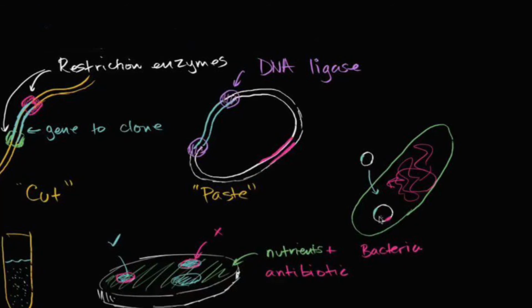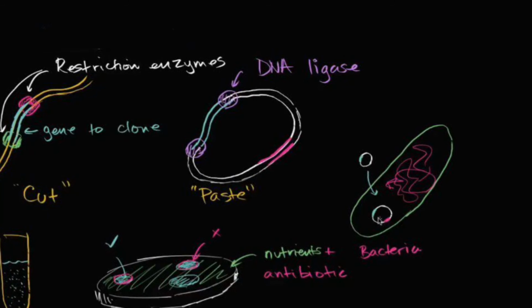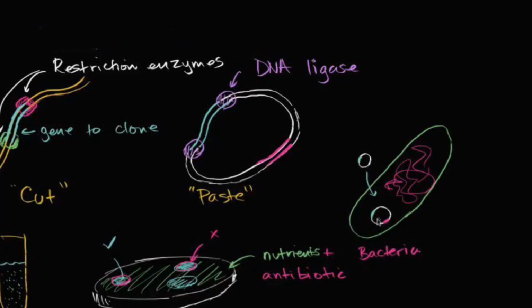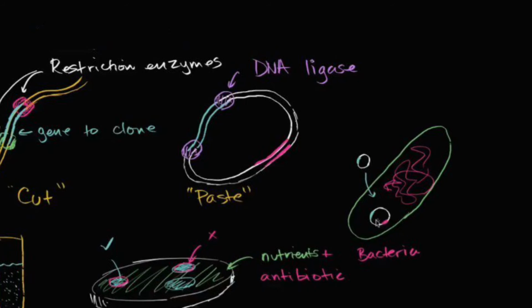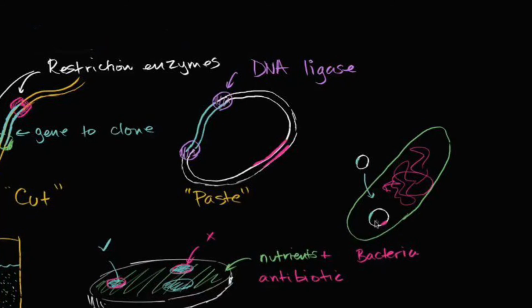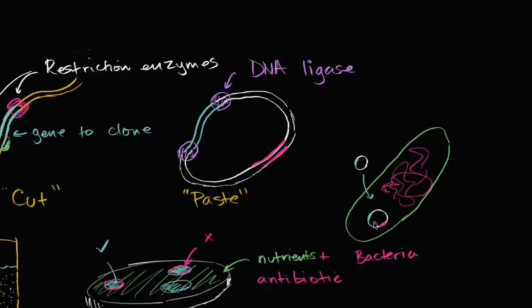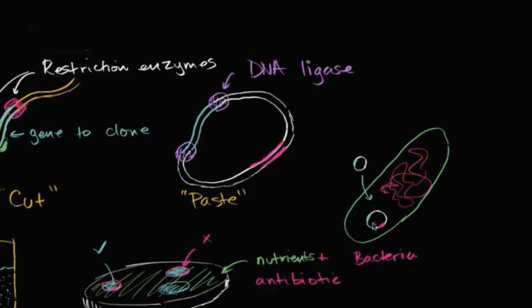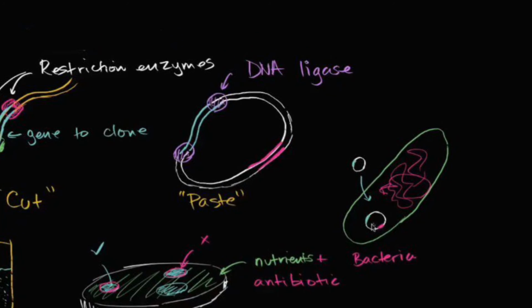Lastly, the DNA fragment containing the gene of interest is inserted in the open plasmid with the help of DNA ligase. It catalyzes the joining of the DNA fragment and the plasmid. A recombinant plasmid is finally formed. This recombinant plasmid can be introduced into a host cell.